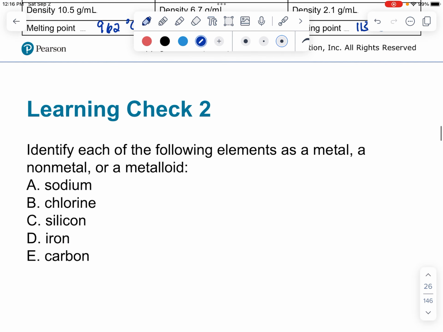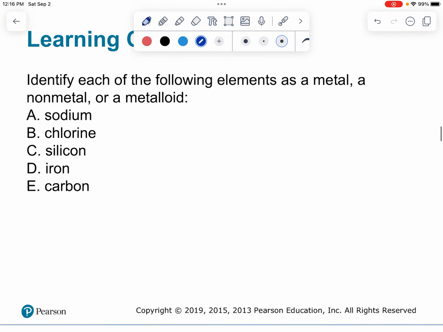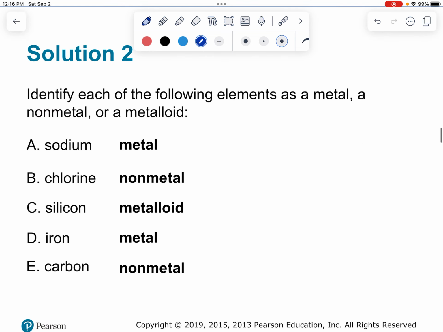Okay, so go ahead, look on your periodic table and identify each of the following elements as metal, nonmetal, or metalloid. So remember, to the left of the staircase, metal, to the right, nonmetal, on the staircase, metalloid. So pause this and then go ahead and do that for practice. Okay, and when you're done, go ahead and start the recording again. And here are the answers.